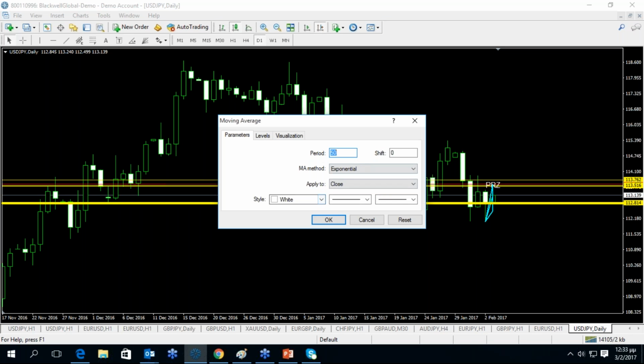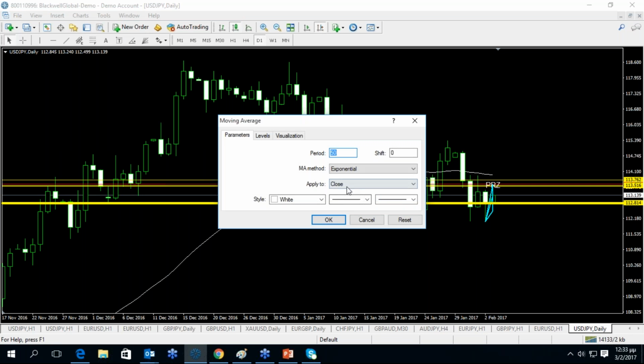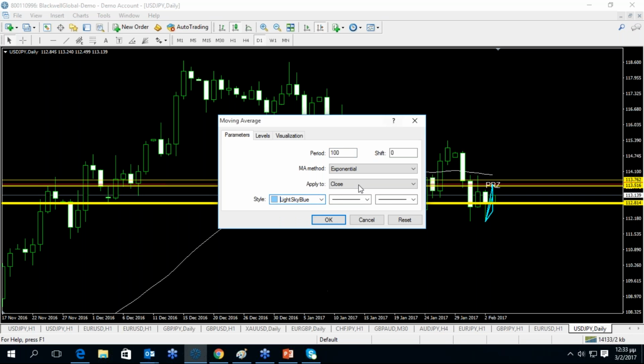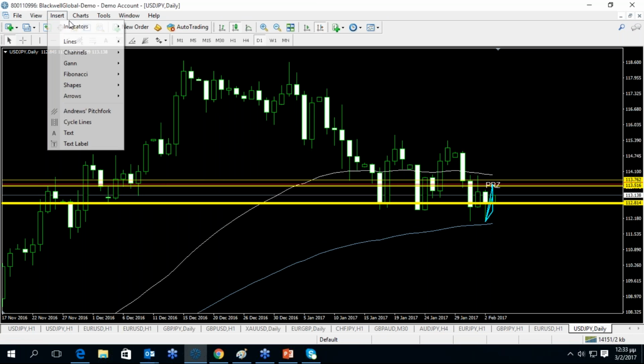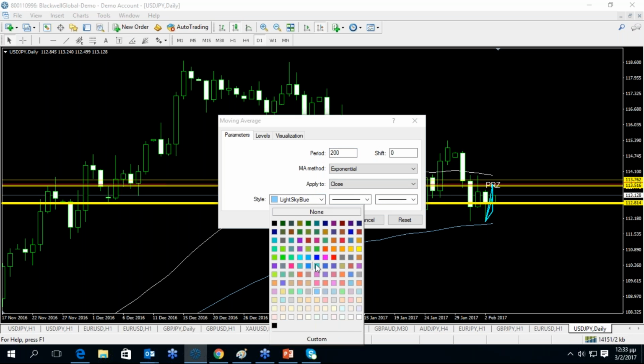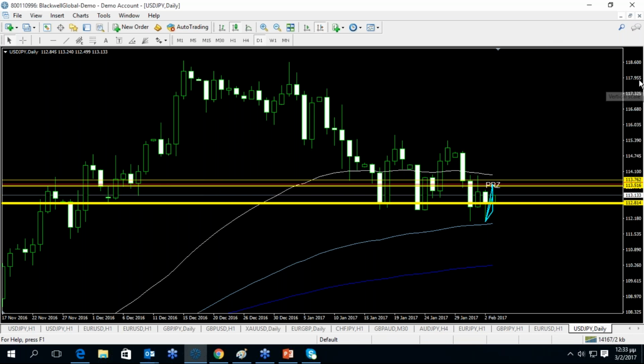I'll start with my trend moving averages first. We start off with 50 exponential, applied to close. We'll start with the 50, and then we go on to 100. I'm just doing this the long way so that those who are quite new to applying this could follow it. Okay, so we've got 100 and then 200. There we go. These are the 3 moving averages that I like using in analyzing the trend first.